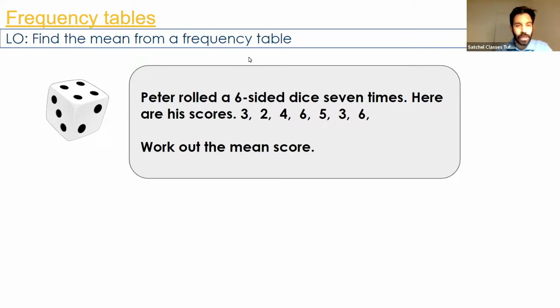Today we're going to learn how to work out the mean from a frequency table. Now, the mean is a type of average, and an average basically tells us what is a typical value that we can expect. So here's an example of working out the mean.